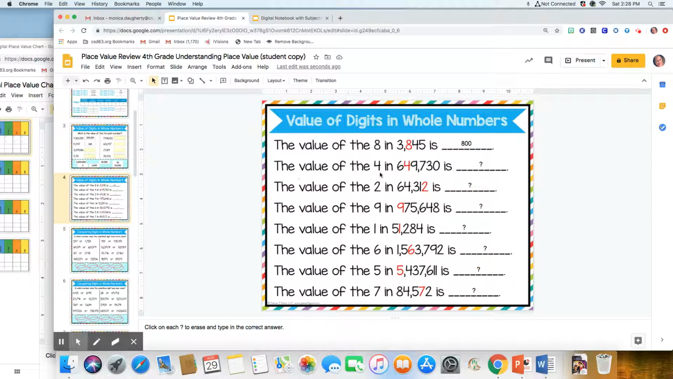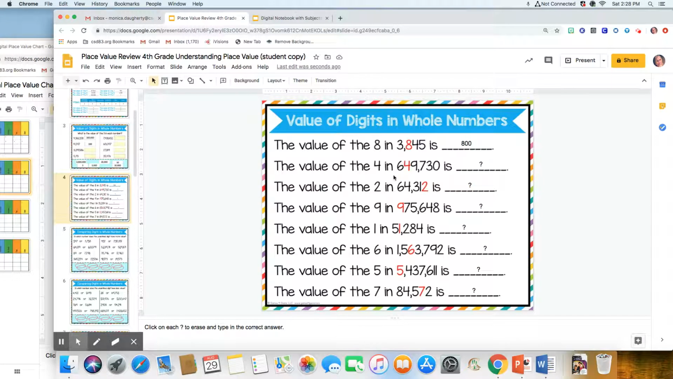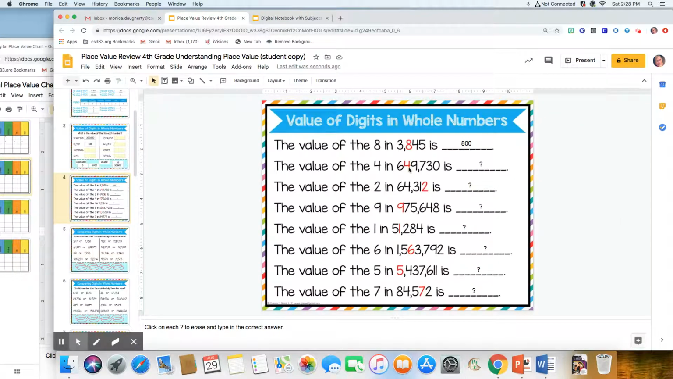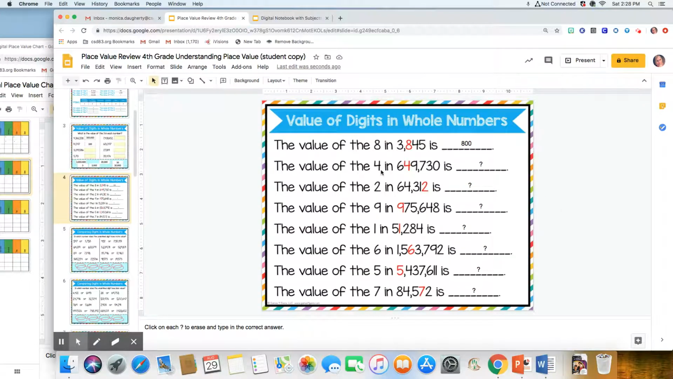Let's look at the value of the 4 in 649,730. So first I want to go to a new place value chart, and I just want to plug in this number. So I've got 0, 3, 7, and I'm always starting with my 1s. 0, 3, 7, 9, 4, 6. So again, I read this number as 649,730.